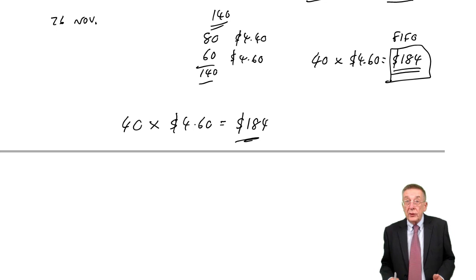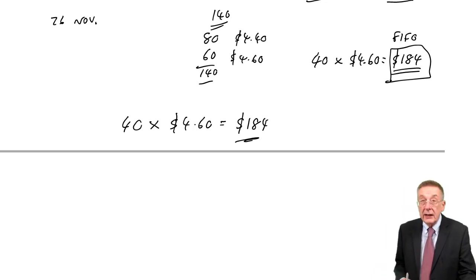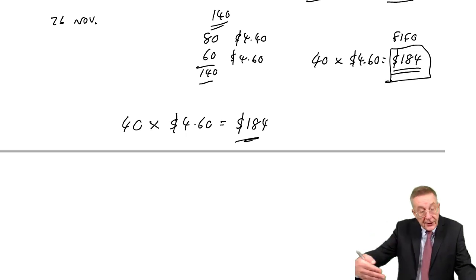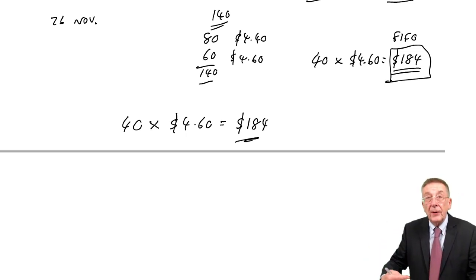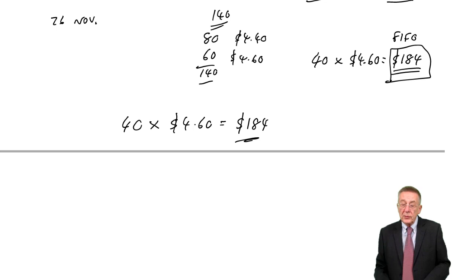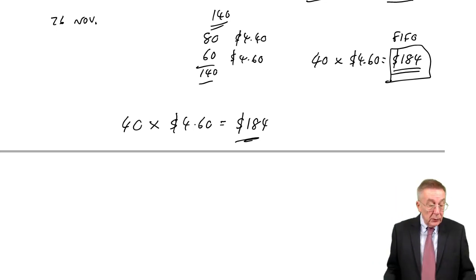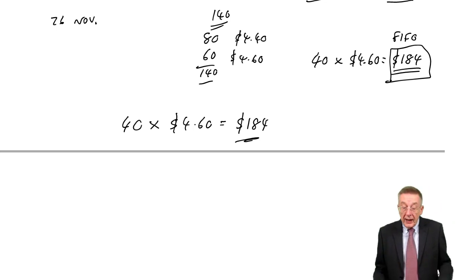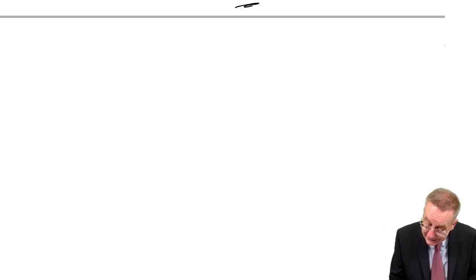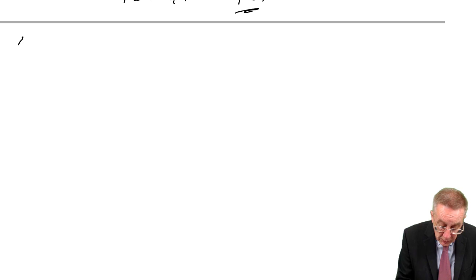Had there been 140 left at the end, well, they couldn't all have been $4.60, there were only 100. The rest of them must have been the purchase before. The rest of them would be valued at $4.40. Anyway, that's FIFO. However, I said there were 3 ways. The second way is LIFO, last in, first out.